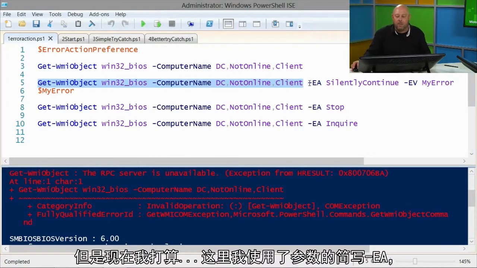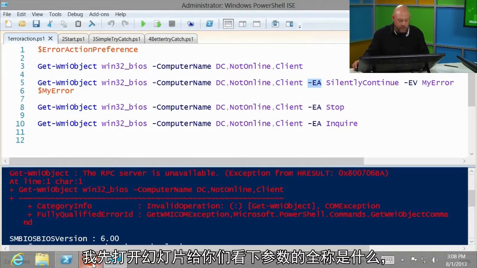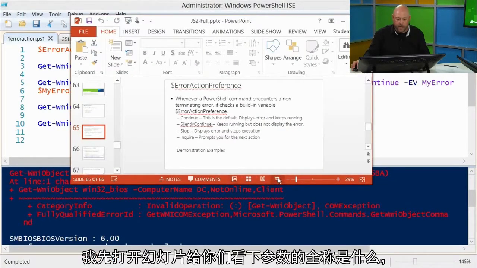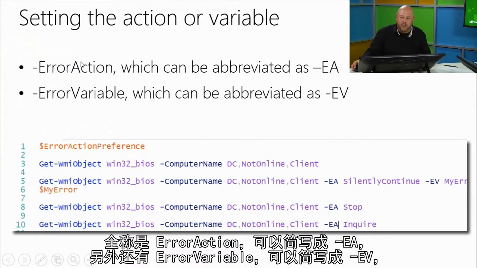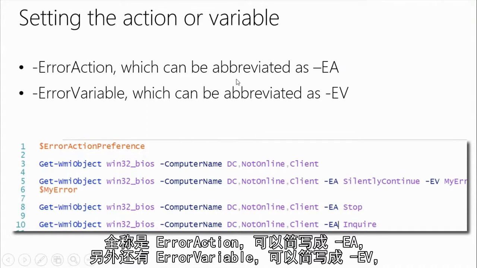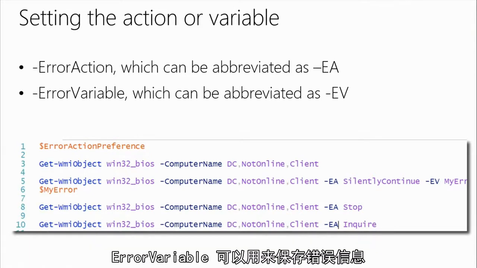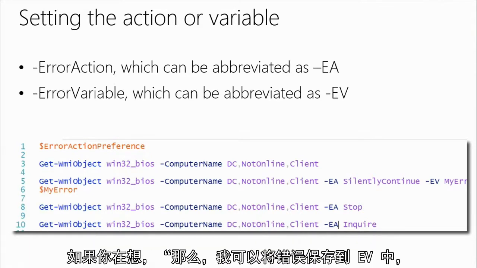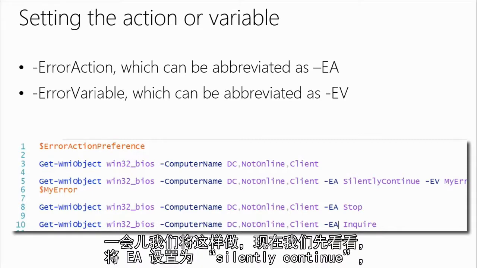But now I'm going to use, and I've used the abbreviated versions of this. So let me show you what the full versions are on the slide here first. We've got ErrorAction, which can be EA, and we've got ErrorVariable. ErrorAction means we can change the action that PowerShell is going to take, and we can store the errors in ErrorVariable. Now, if I store the errors in ErrorVariable and I wanted to make an error log, I could probably just Out-File that variable, but we'll get there.